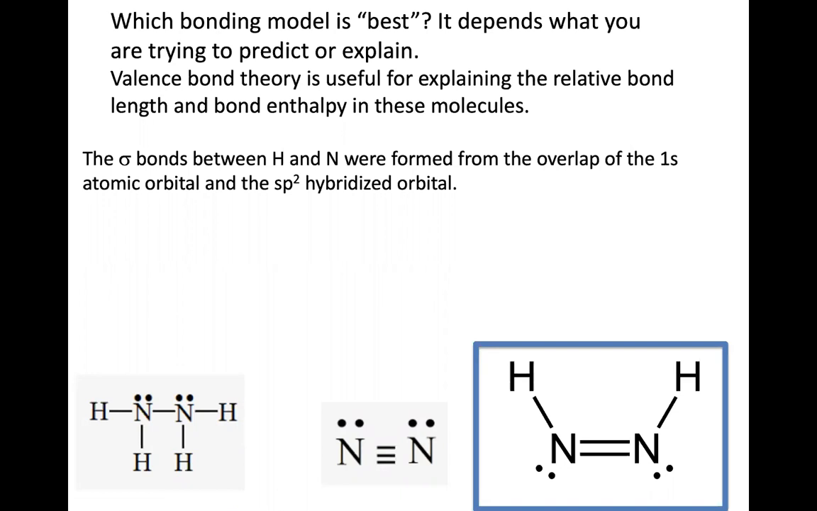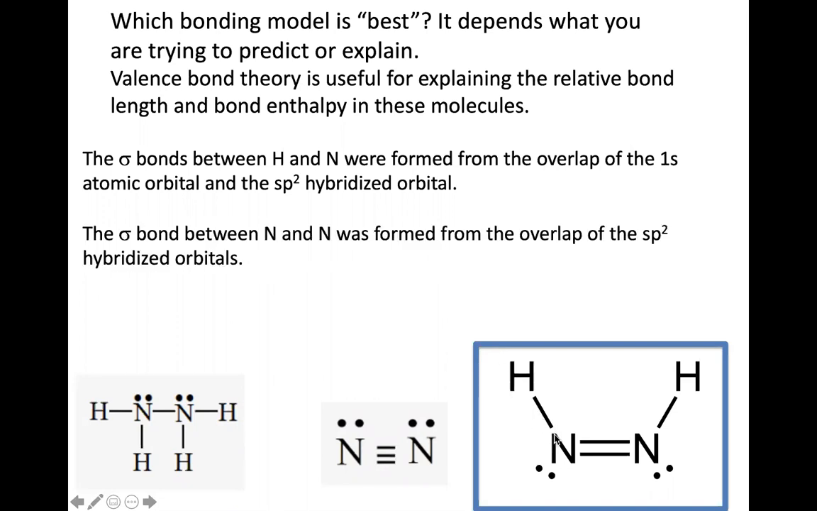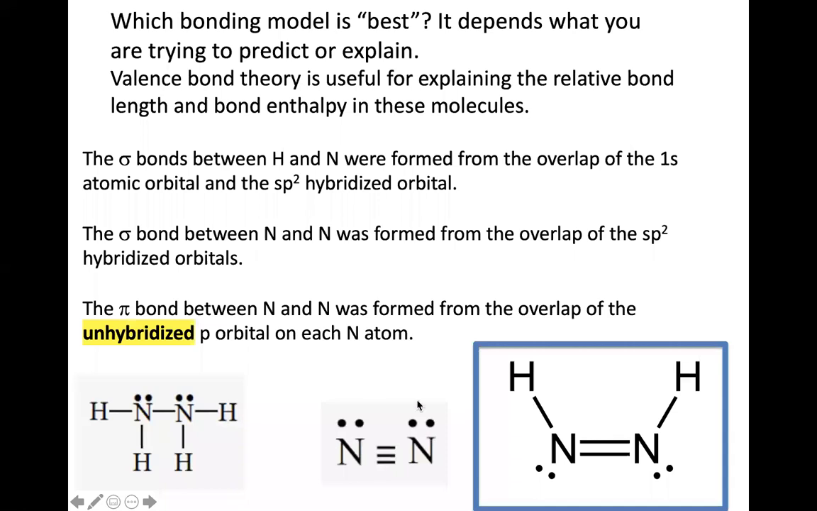Okay. Within this one, if I'm looking at my nitrogen atom, I see 3 different electron domains. So I know it needs to be sp2 hybridized. One of those hybrid orbitals can form a sigma bond with the hydrogen. One of those hybridized orbitals can form a sigma bond with the other nitrogen. And that leaves then the pi bond that gets formed. And that's from the overlap of our unhybridized p orbitals that remain on each of the different nitrogen atoms.